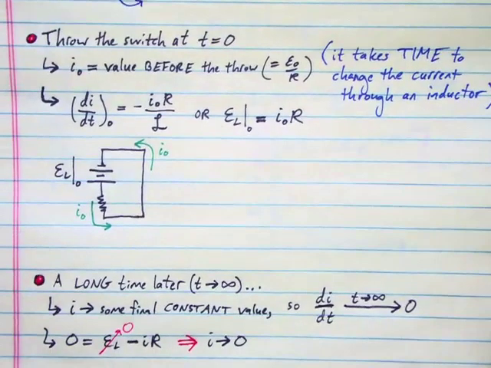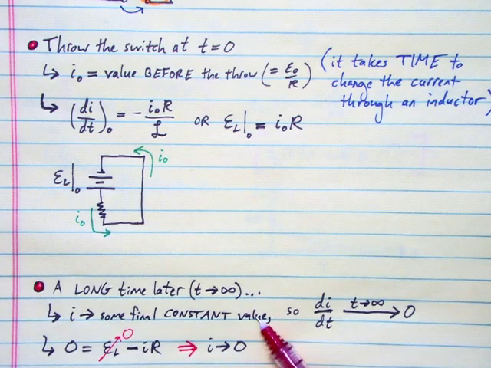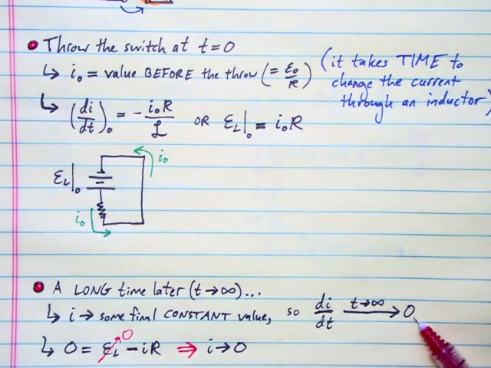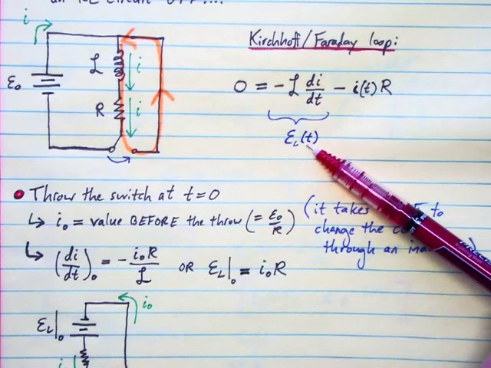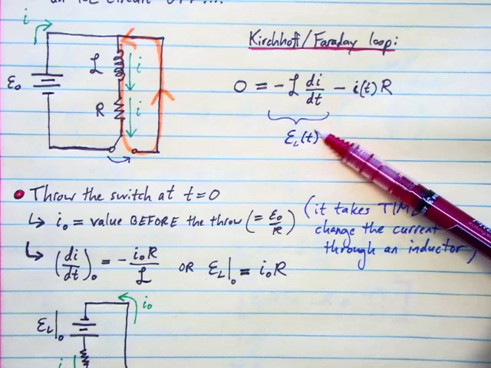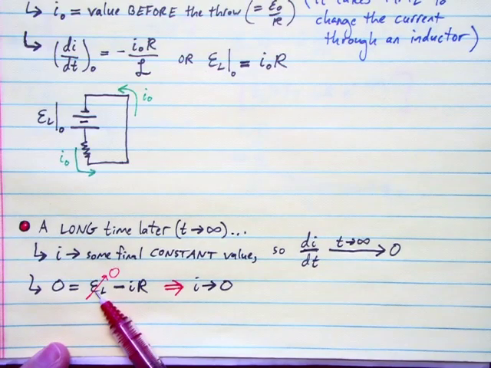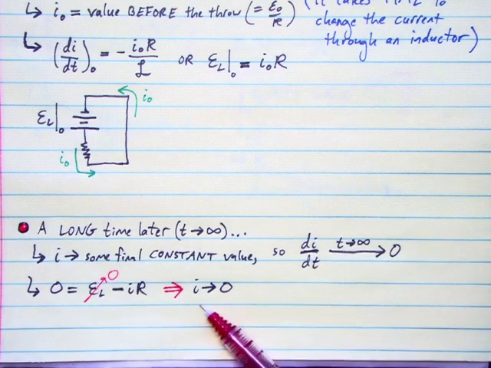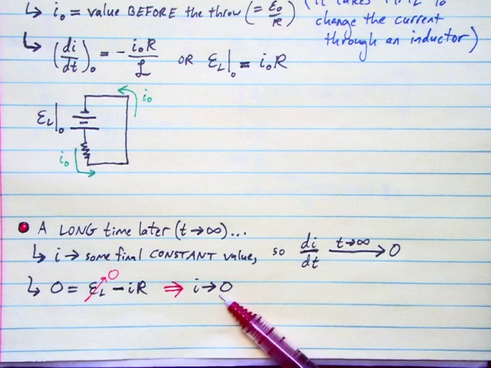If we wait a really long time, time goes to infinity, our current must approach some final constant value. So if I is approaching some constant, then di/dt is approaching 0. So if we wait a really long time, then di/dt approaches 0, so the EMF through our inductor approaches 0. So if that EMF through our inductor approaches 0, then we see that I must be approaching 0 as well. So we've concluded that, yes, as we expect, the current will eventually go to 0 here, but it's going to take time.